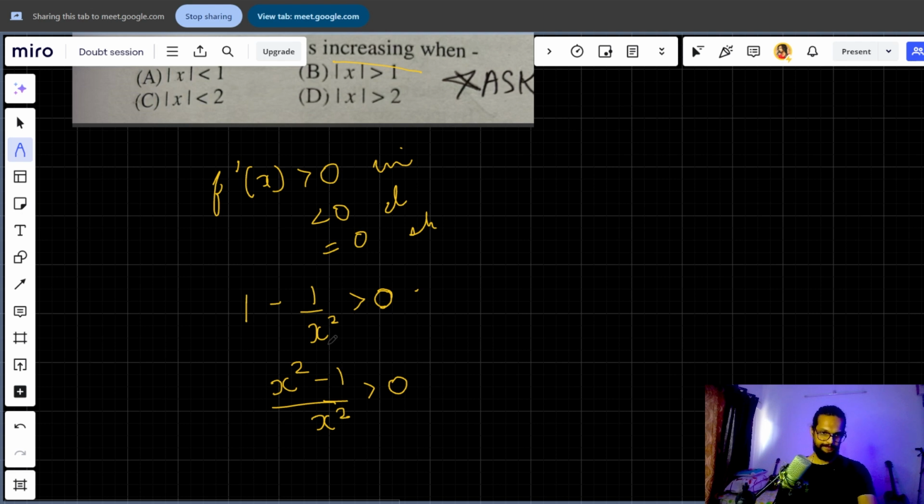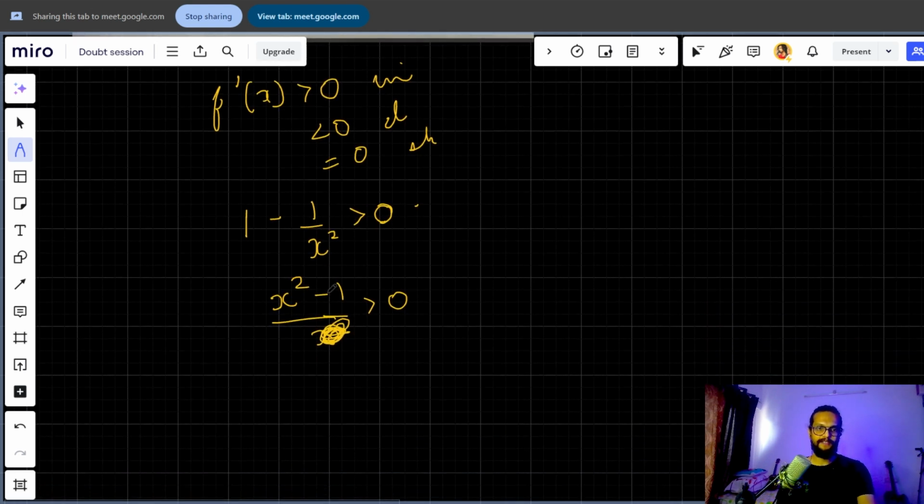Whenever you are sure about the sign of the denominator, then you can cross multiply. Do you agree that x square, no matter what the value of x, when we square it, becomes a positive quantity? So when we bring it to the right hand side, nothing wrong will happen. It just goes to the right hand side, gets multiplied by 0 and becomes 0, right? So basically, all in all, we just need to find x square minus 1 greater than 0.